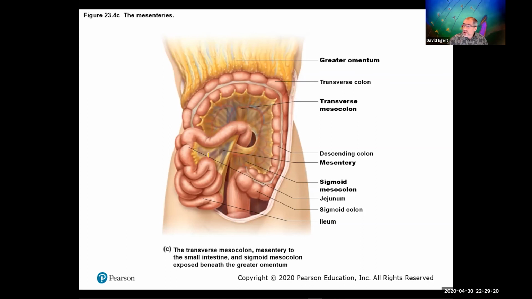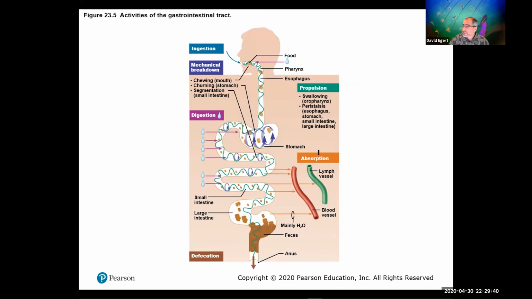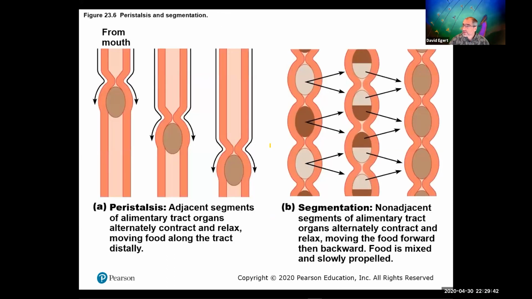This is showing these mesenteries that all of the intestines hang off of. You don't need to know transverse mesocolon or sigmoid mesocolon. They're just more of these mesenteries, but those aren't ones you need to know. Should definitely know this: peristalsis versus segmentation.